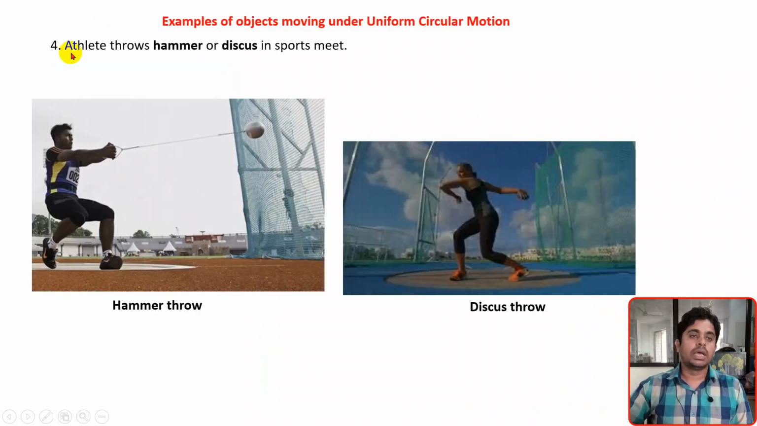Another example is an athlete throwing a hammer or disc in a sports meet. In some sports competitions, we observe that athletes throw a spherical ball or a disc in the air. They stand at some position, and from that position they throw the hammer or disc. But the thing is how they throw this ball or this disc.